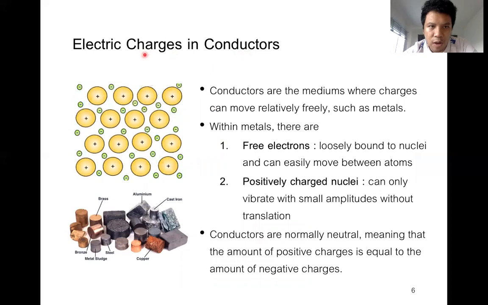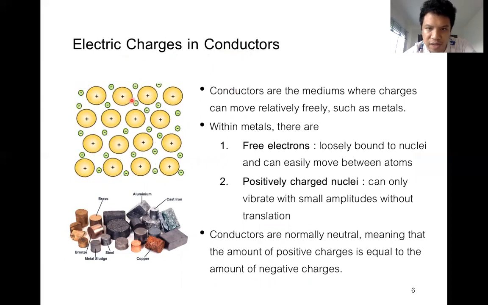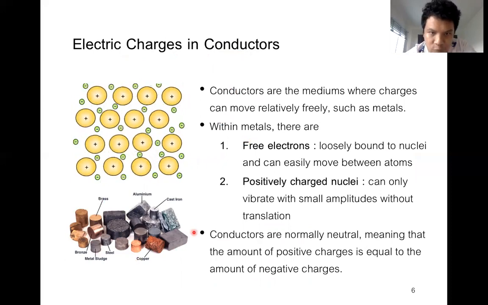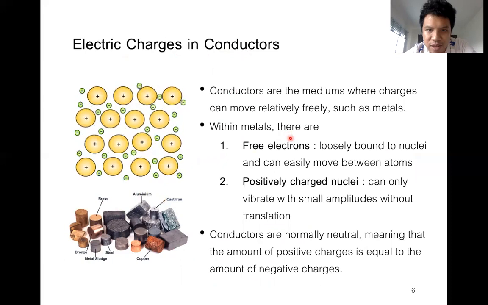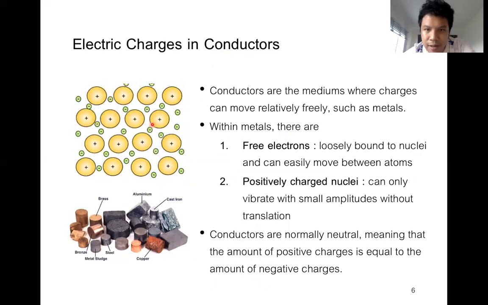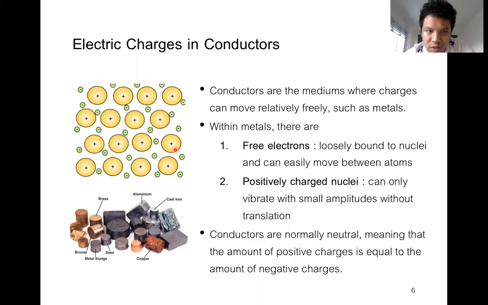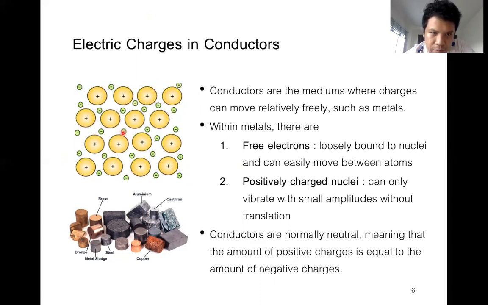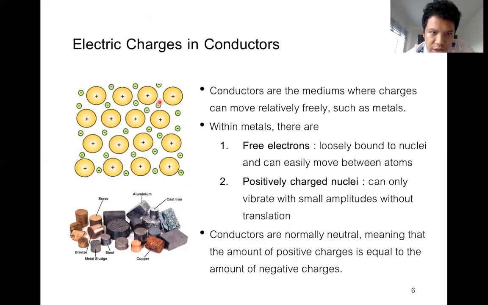And then for electric charge in conductors, conductors are mediums where charge can move relatively freely, such as metals. And within the metals, there are free electrons. So free electrons, as you can see from the animation, are loosely bound to the nuclei. The nuclei are in yellow, and the electrons are in green. And then electrons can be moved between atoms. They can jump from here to here, from here to there, everywhere.